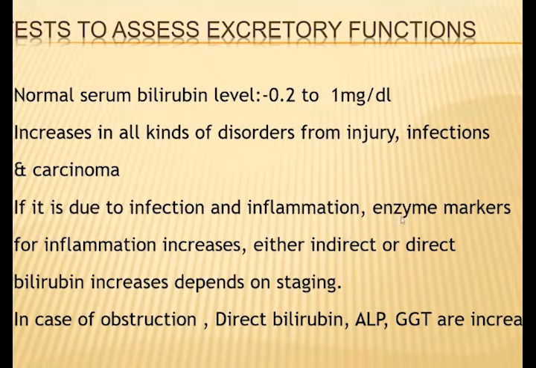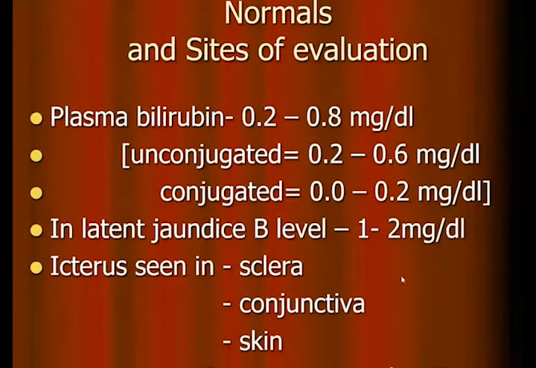But ALT and AST will be elevated in hepatic jaundice. Alanine aminotransferase and aspartate aminotransferase will both be elevated in liver disorders like hepatic conditions. But in obstructive jaundice, ALP and GGT will be elevated. So we will see one by one later.